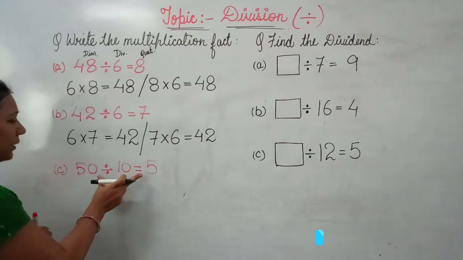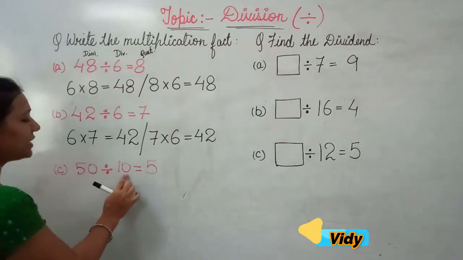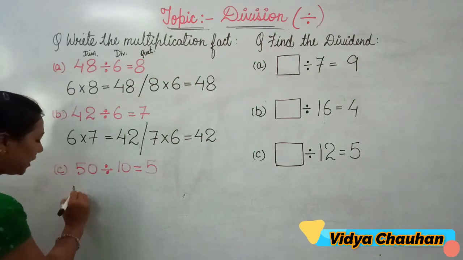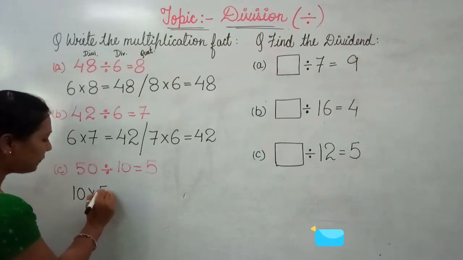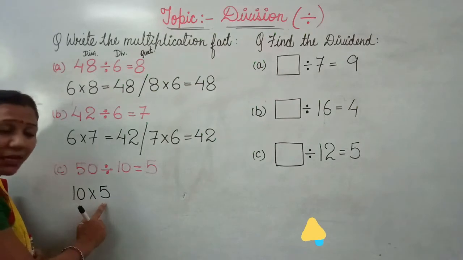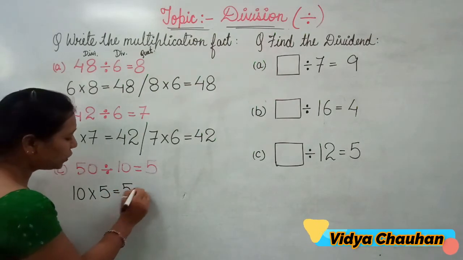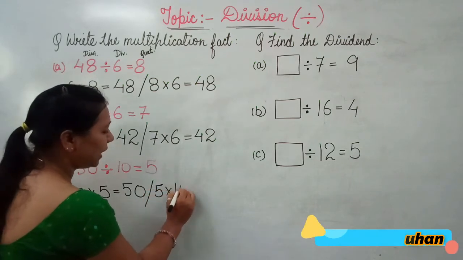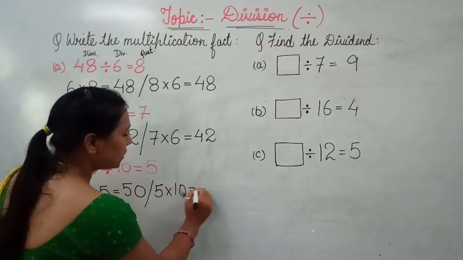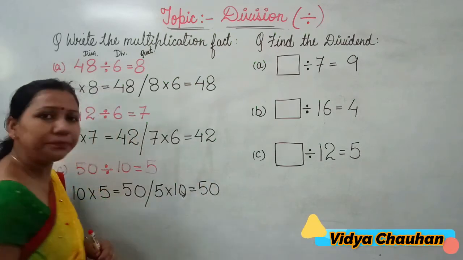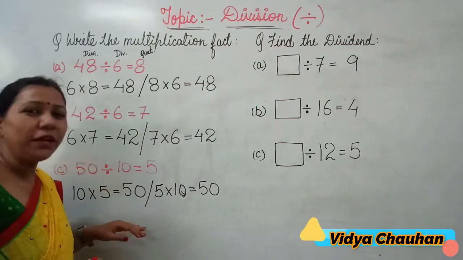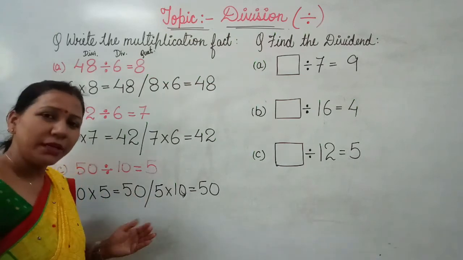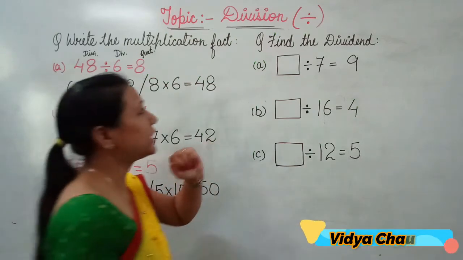Clear, children? Coming to the third one, 50 divided by 10 is equals to 5. Let's write it in multiplication fact. 10 times 5, that means 10 multiplied by 5 and it is equals to 50, or I can write 5 times 10 and that is also equals to 50. So this is how you can write any division fact into its multiplication form. Understood, children? Coming to the next one.